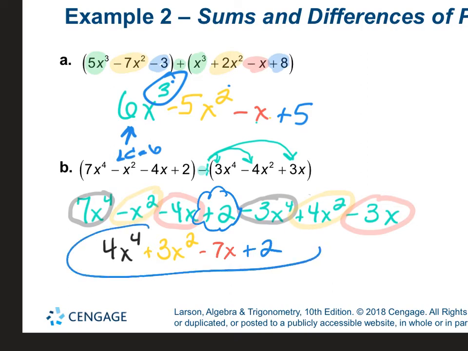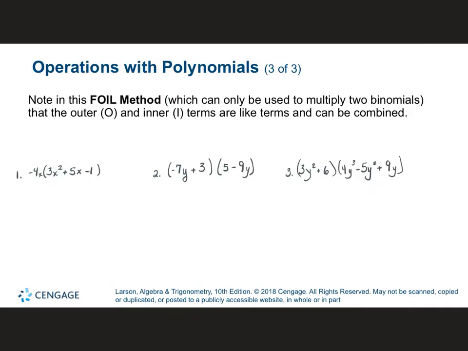So when I simplify, I combine like terms and everything, I get 4x to the fourth plus 3x squared minus 7x plus 2. So my leading coefficient would be 4, and the degree of this polynomial would also be 4, because we write our exponents in descending order from highest to lowest.